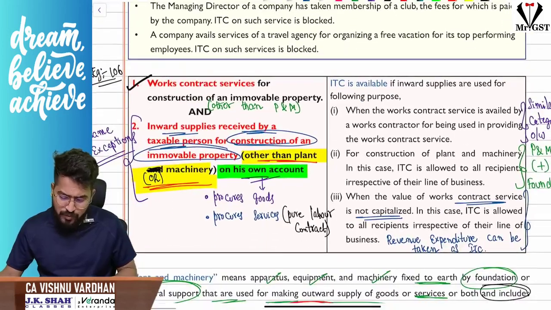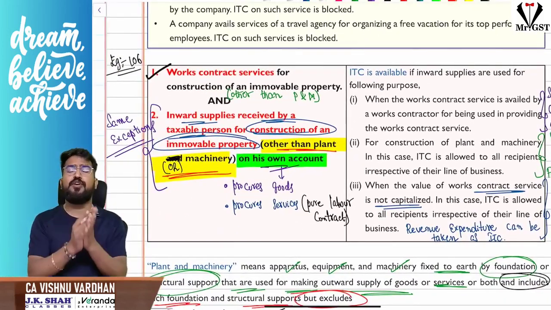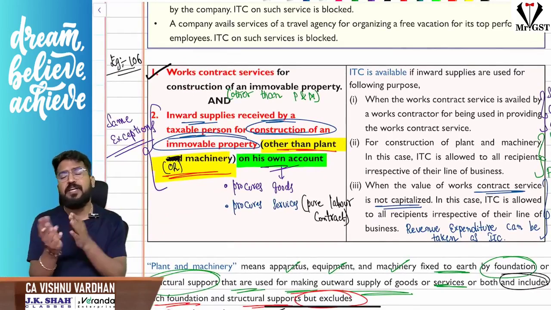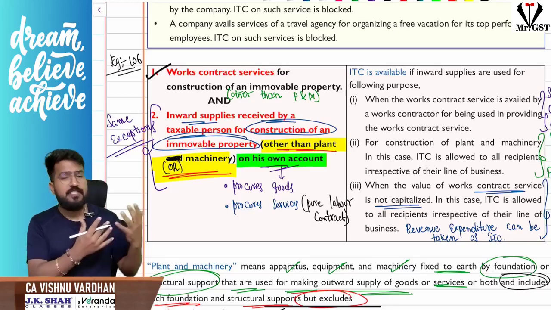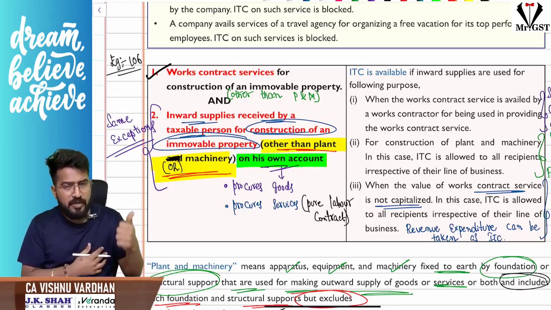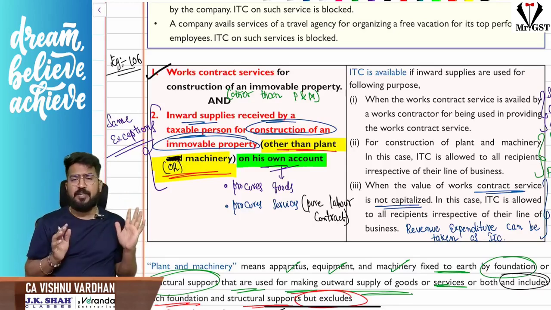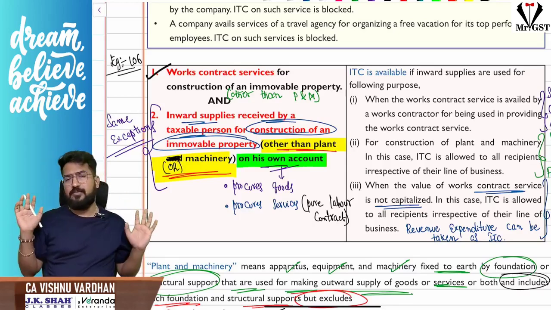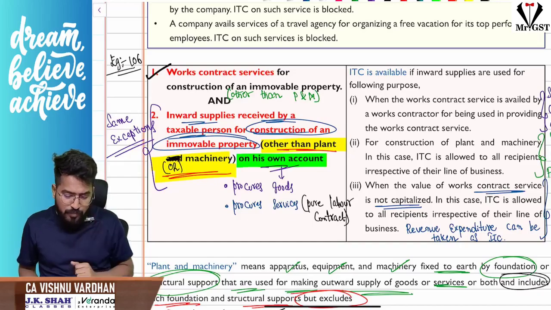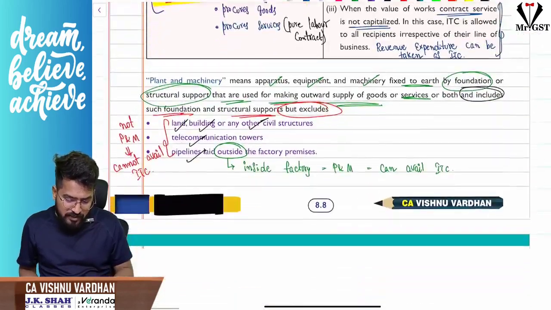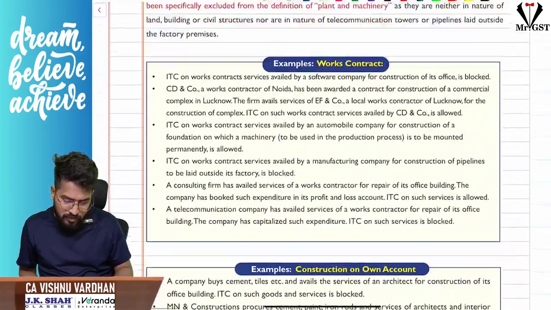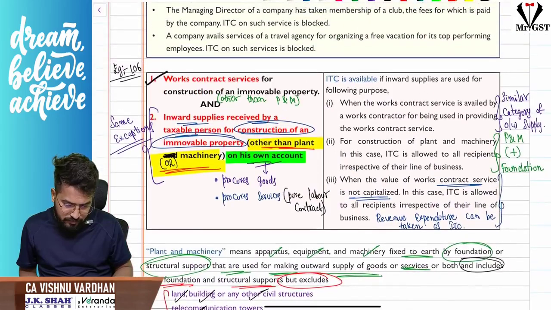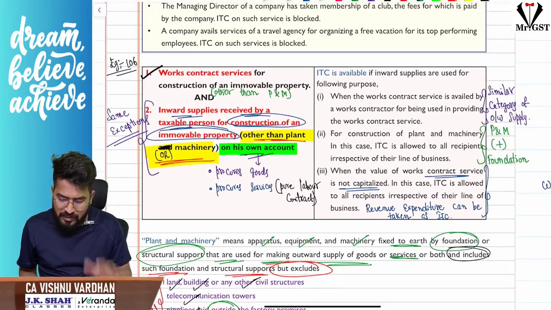So going with the next one, works contract services. Works contract is nothing but both material and labor. So there are two things, works contract services and pure labor contract services. In works contract services, we get from the contractor both material as well as labor, and in pure labor contract, you get only labor services. Please understand this works contract services and the next one, construction on own account. I'm just covering both the points in the same area.